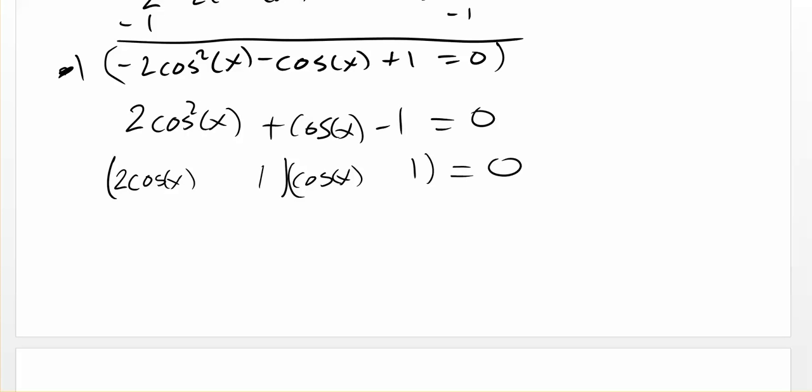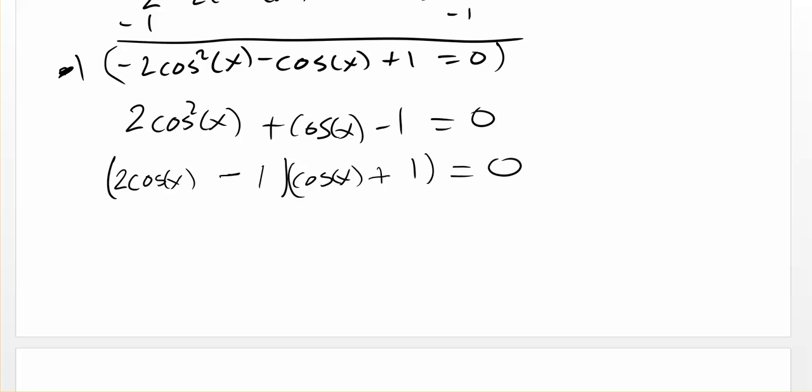Since this is negative, one of them is going to be positive and one of them is going to be negative. And since my middle term is positive, I want the larger term, the 2 cosine x times the 1, to give me a positive, and then I can subtract off a negative cosine of x. And so now I know my middle term will factor correctly.